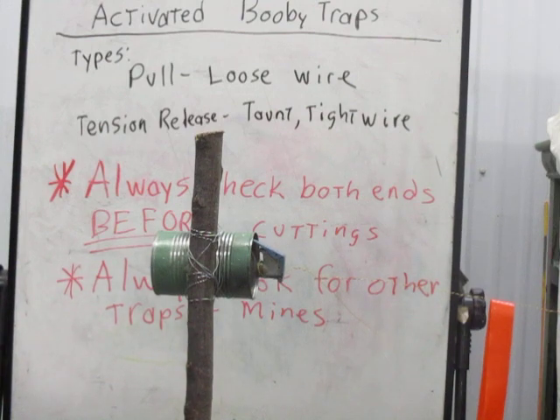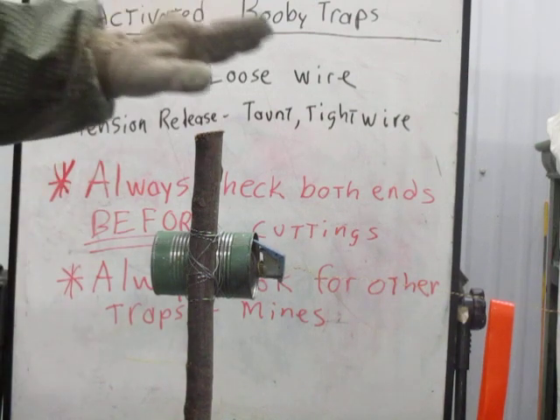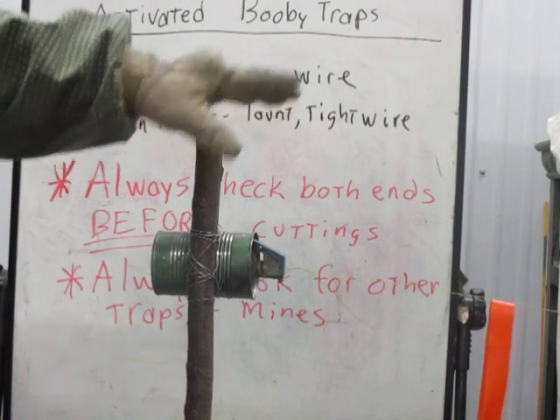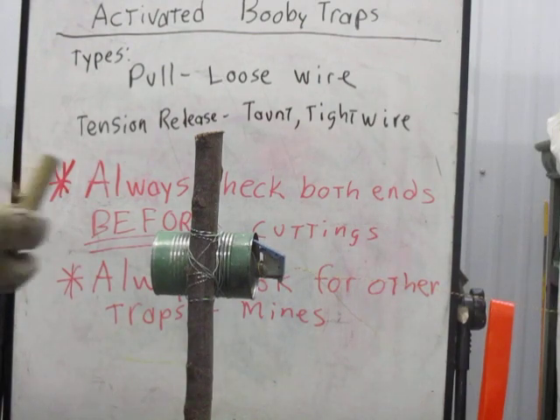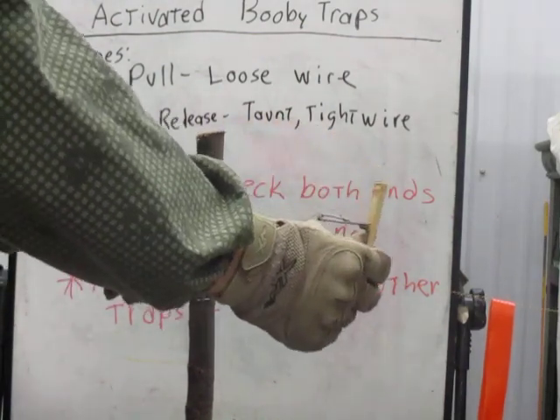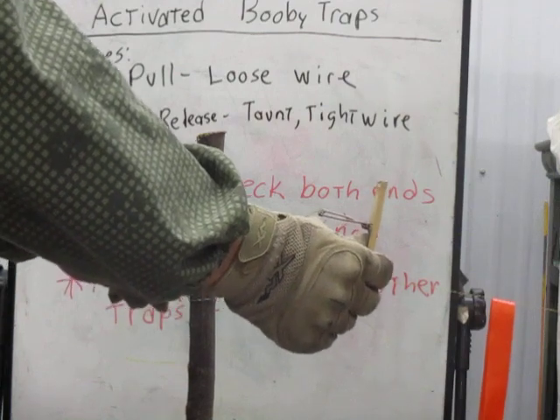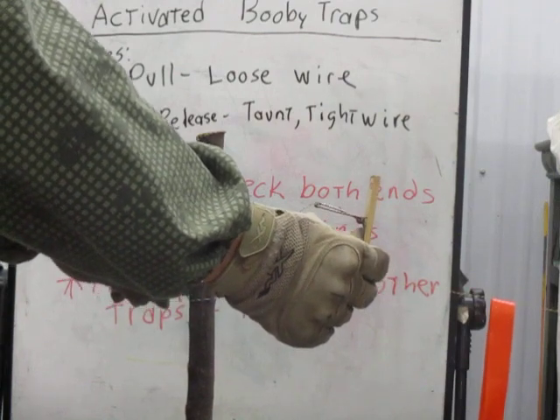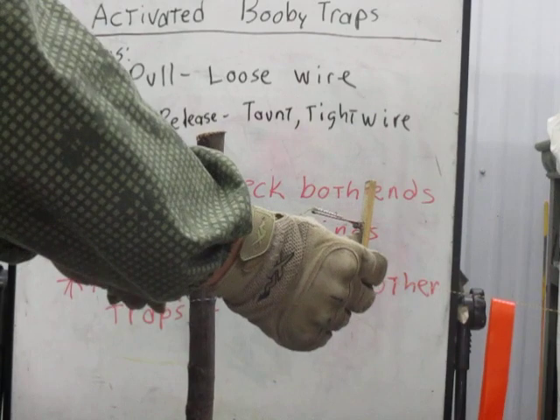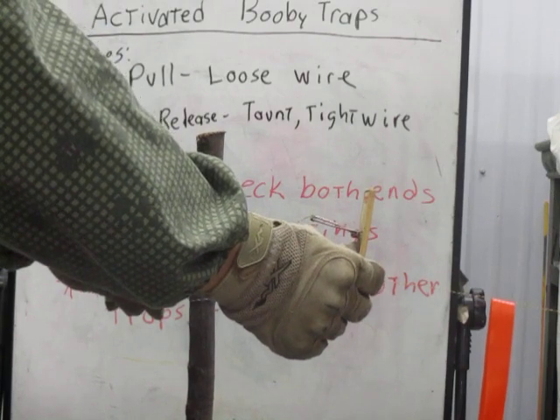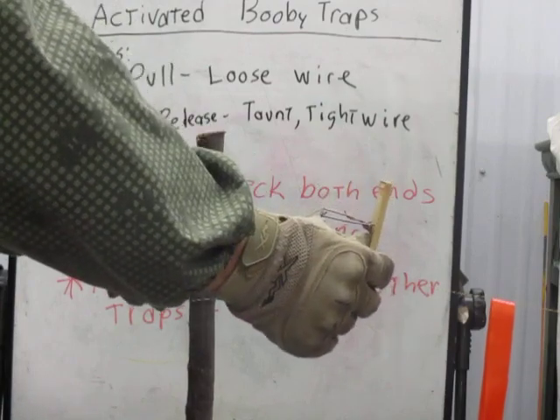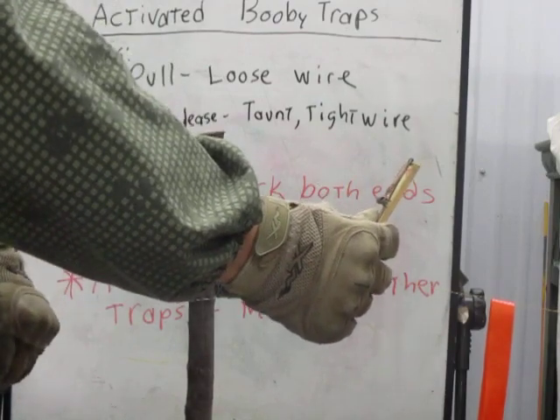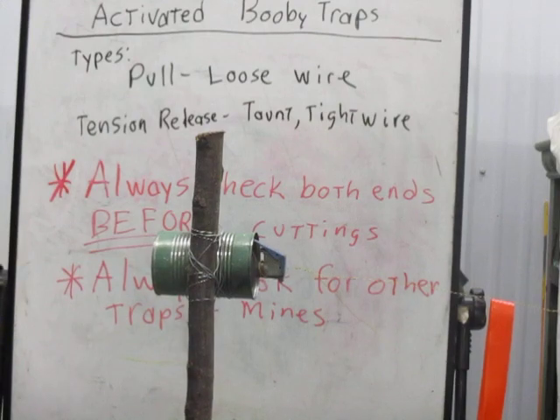What should you always do at this point? You've identified one device, check the other end. Because there's always the possibility that on that other end, you may have a mousetrap or some other type of tension release device attached to that tripwire. And when you cut that tripwire, it'll activate the trap on the other side.